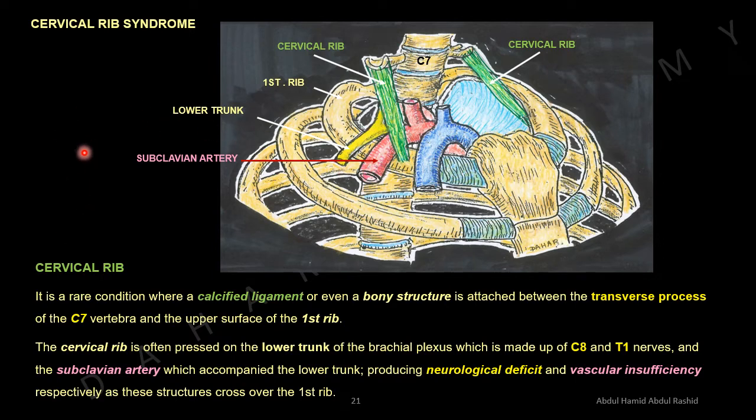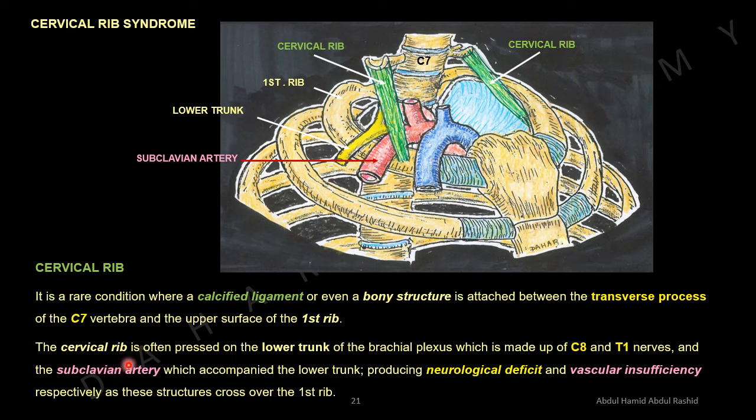Now let's talk about the cervical rib. It is a rare condition where a calcified ligament or even a bony structure is attached between the transverse process of the C7 vertebra here and the upper surface of the first rib. So this cervical rib, which may be a ligament or even a bone, is attached between the transverse process of the C7 vertebra and the upper surface of the first rib.